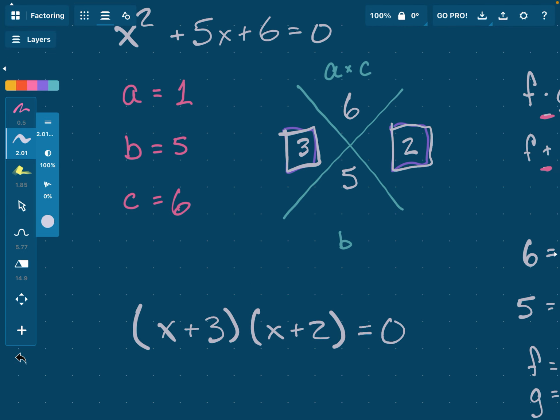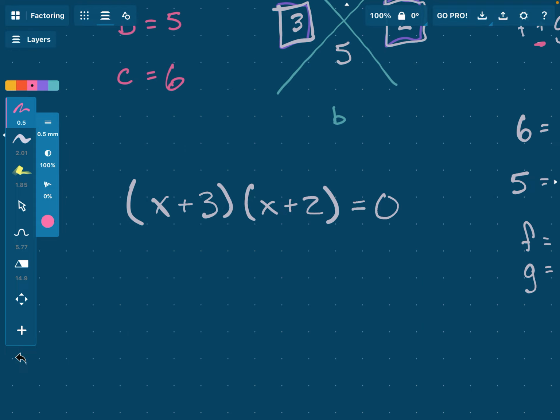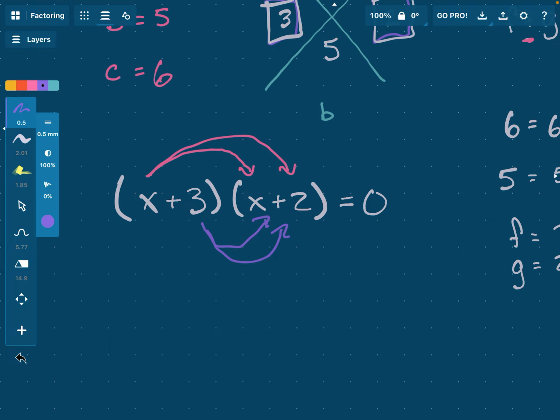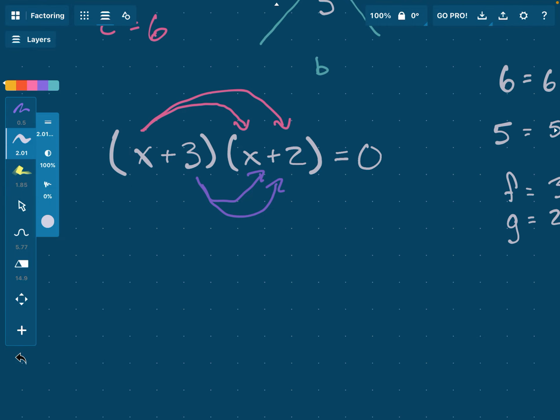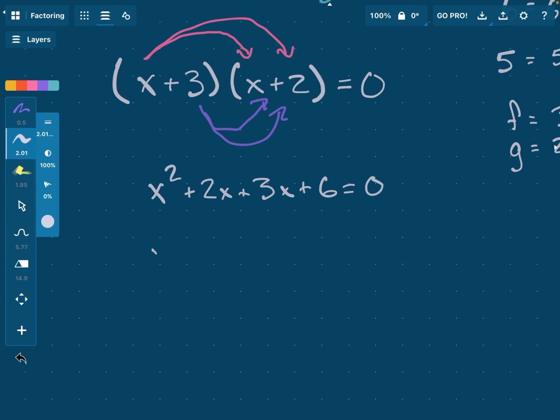So if we were to FOIL this out, which means we're just going to multiply x to x, x to 2, and 3 to x, and 3 to 2, we still get our original quadratic. So let's do that real quick just to check. So x times x is x squared. X times 2 is 2x. 3 times x is 3x. And 3 times 2 is 6. So this gives us our original x squared plus 5x plus 6 is still equal to 0.